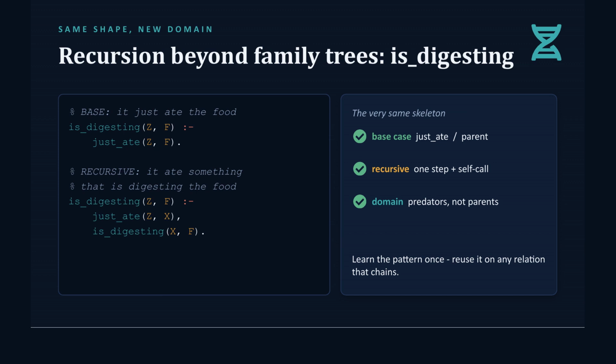An animal is digesting some food if it just ate that food, or if it just ate something that is itself digesting that food. Look at the shape. Clause 1 is the base case, just ate, known directly. Clause 2 is the recursive case, one just ate step plus is digesting on the rest. It is exactly the same skeleton as ancestor, only the domain changed from parents to predators. Once you see the pattern, you will reuse it everywhere.